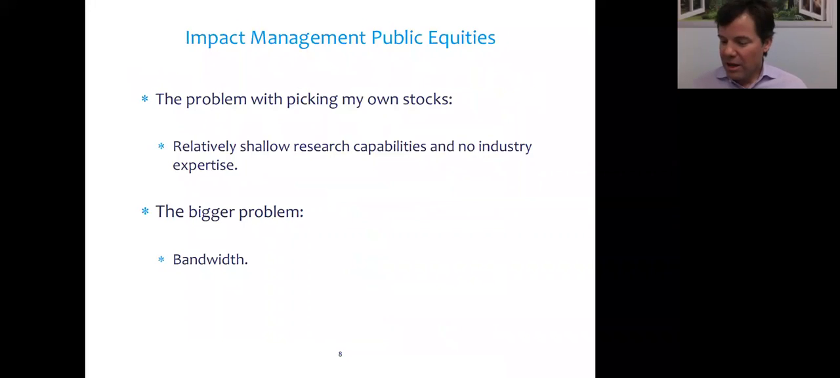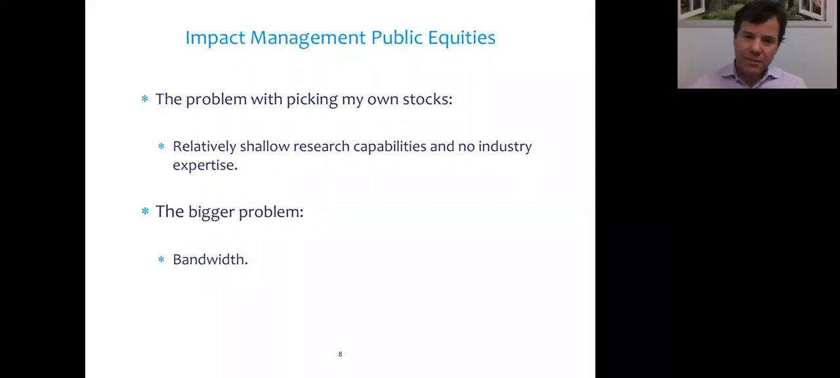Next slide, please. So the problems with picking my own stocks are probably obvious to a lot of you. One is that the research that's available to me is relatively shallow. I do the best I can, and I have a fair degree of confidence around the decisions I'm making, but I certainly don't have the kind of information that a professional analyst would. And really the bigger problem is bandwidth. I have a full-time job. I'm really passionate about what I'm doing in my own investing, but it's very, very hard to keep up with it.